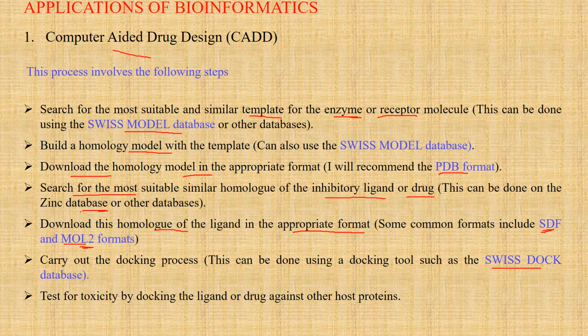So what you do after this is test for toxicity by docking your ligand or drug against host proteins. So you try docking it against the human host proteins, since the human is the host of the pathogen. So you dock it against different proteins in the human system, and make sure that it does not also inhibit other proteins or normal proteins in your host, because if this should happen, it will cause many adverse effects.